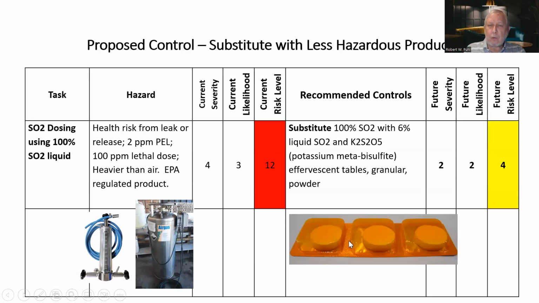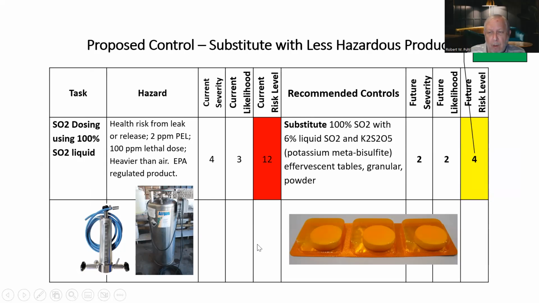So here were our recommended controls. Substitute 100% SO2 with 6% liquid SO2 and K2S2O5, potassium metabisulfite, effervescent tablets, granular powder type of thing. So they got rid of the liquid and substituted this stuff. Now the severity would go down to 2, and the likelihood down to 2. So their risk went from a 12 to a 4.